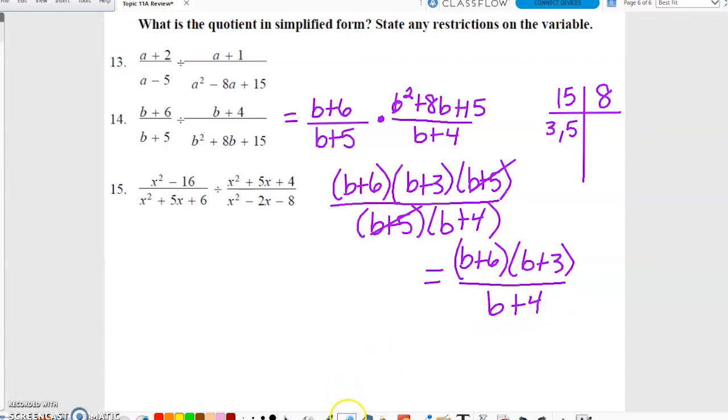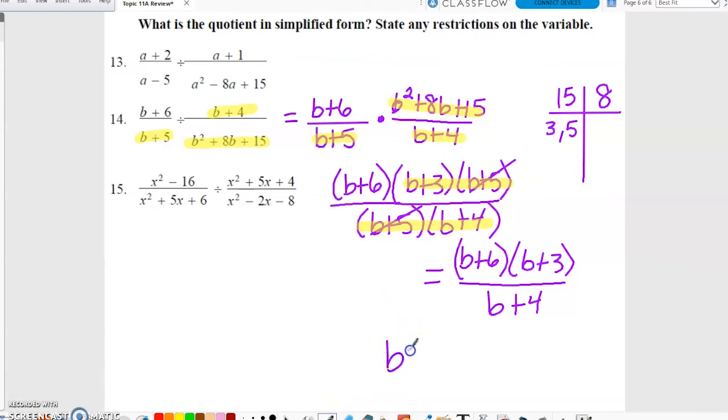Now, looking back at my restrictions, and I know I'm doing these backwards by doing the restrictions last. This is how I find it easier. If you want to do the restrictions before you cancel stuff out, please feel free to do so. So my restrictions come from this b plus 5, this denominator here, this trinomial, and then the b plus 4. So looking over here, b plus 5, b plus 4, translating it down here, it's these two and these two.